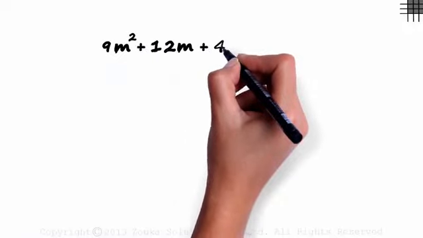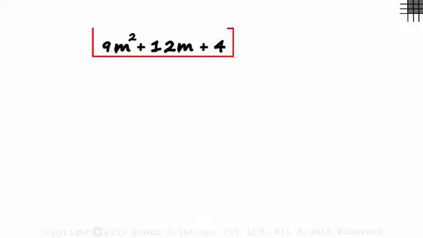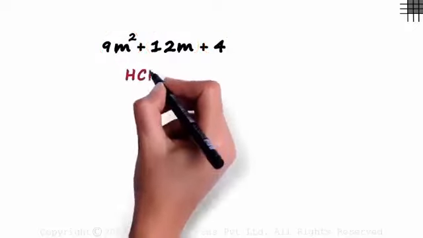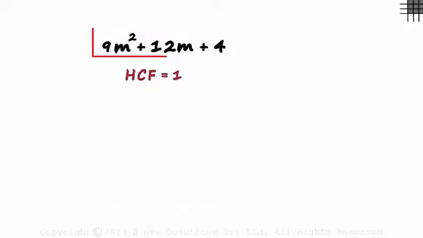Look at this example: 9m² + 12m + 4. Can we factorize this expression further? One way in which we can do it is to find the highest common factor of the three terms. But if you observe carefully, the HCF of the terms is 1. Is there any other way to factorize the polynomial?